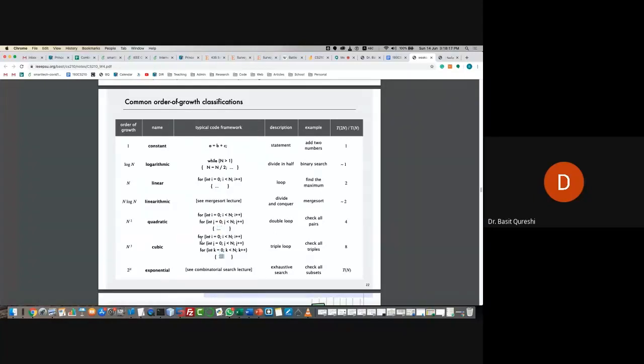Cubic, same thing with 3 loops. Okay, so first loop, second loop, and the third loop. And the statement over here is basically going to execute n cubed times. All right, exponential, okay, you can put all of this in another loop, or in another loop, so with n number of loops, you're going to get something which is exponential.